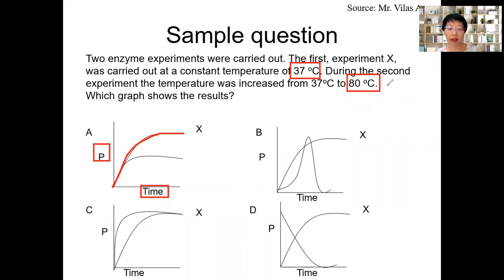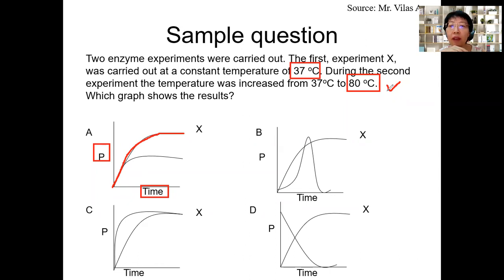So for the second curve at 80 degrees Celsius, which one do you think is the answer? Type your answer in the chat. Wow, you are very fast, huh? B. Okay. Think again.